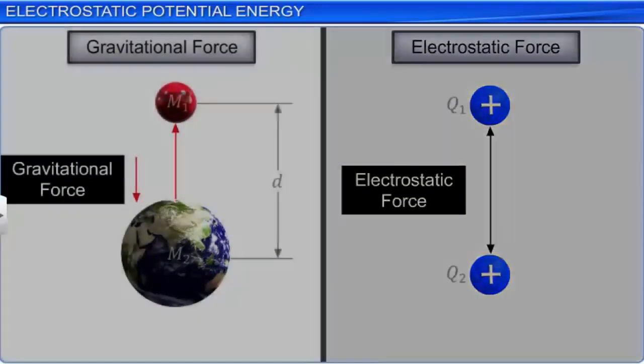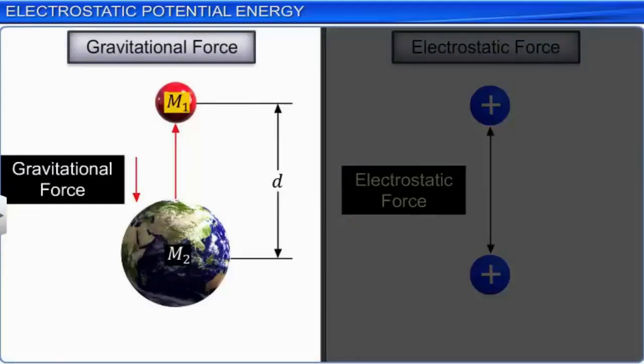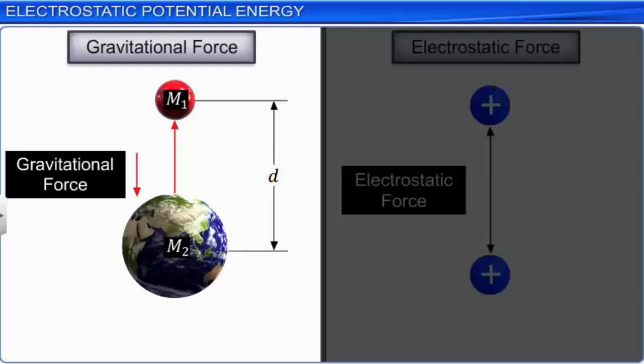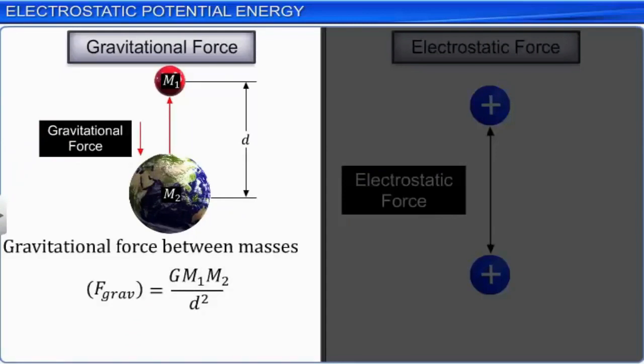The gravitational force between masses m1 and m2, separated by a distance d, is expressed as G m1 m2 by d square, where G is the universal gravitational constant, which is equal to 6.67 times 10 raised to the power minus 11 Newton meter square per kilogram square. We can say that the gravitational force F is inversely proportional to the square of the distance d between the masses.